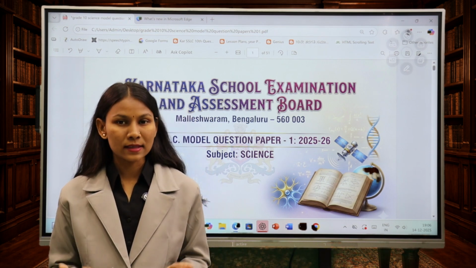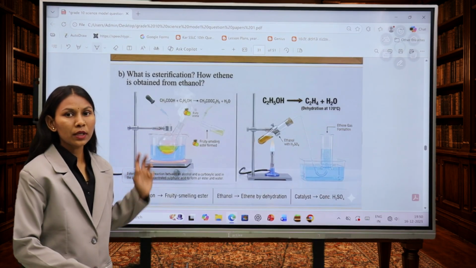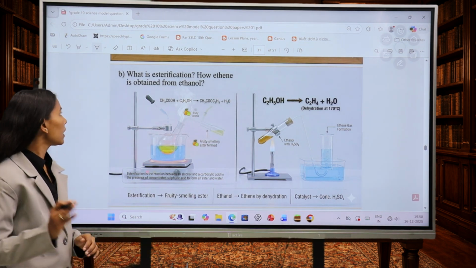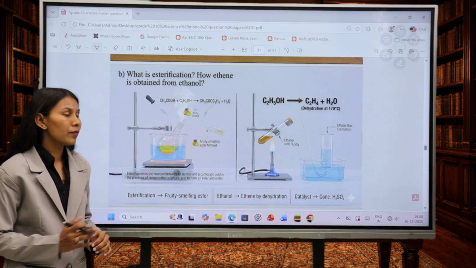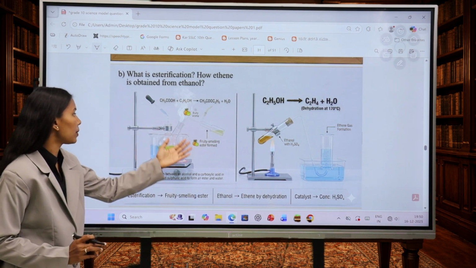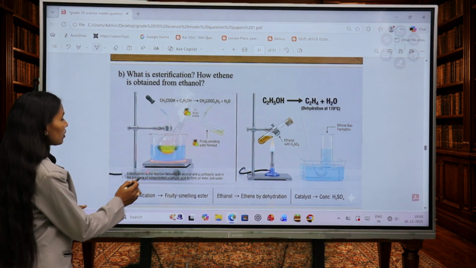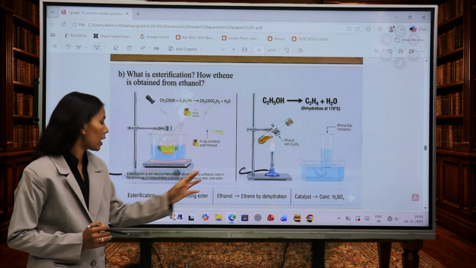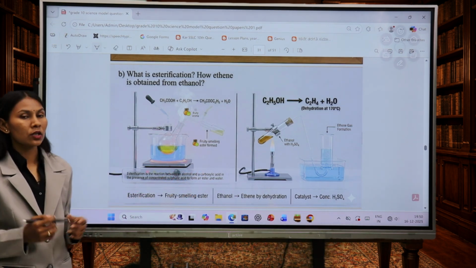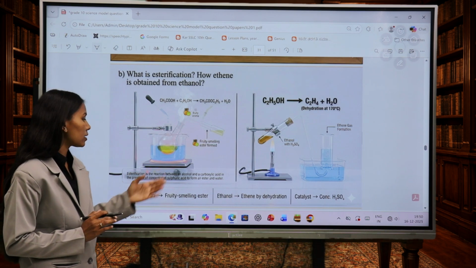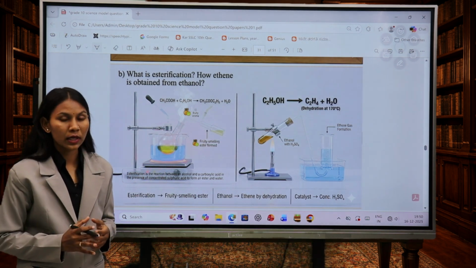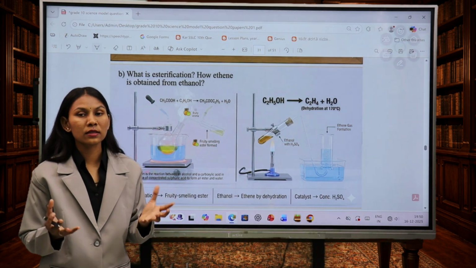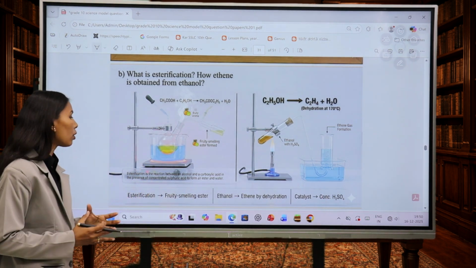So let's get started. So B question, what is esterification? How is ethene obtained from ethanol? As you can see here, this is the experimental setup. Esterification is the reaction between alcohol and a carboxylic acid in the presence of concentrated sulfuric acid to form ester and water. Here, alcohol and carboxylic acid react together to form ester.